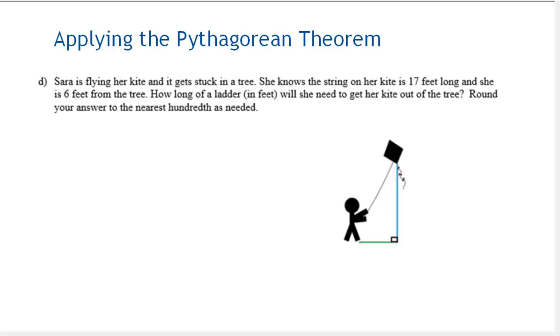Let's look at one more. Sarah is flying her kite and it gets stuck in a tree. So here's Sarah. This is representing the tree. That's where the kite is stuck. She knows the string on her kite is 17 feet long. So this length right here, no, it doesn't quite look like it in the picture. This length is going to be 17 feet. Okay? And she is 6 feet from the tree. So this is her distance from the tree.